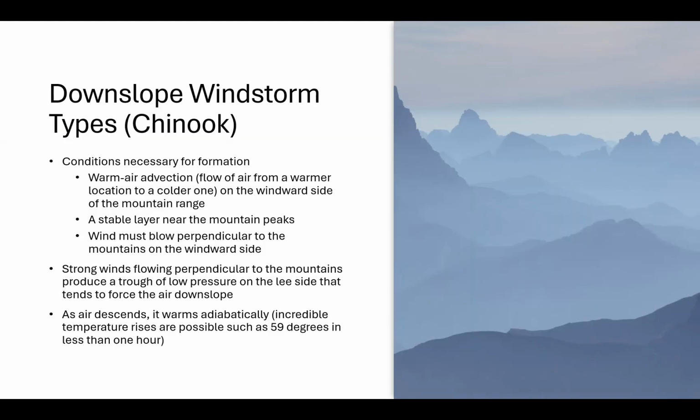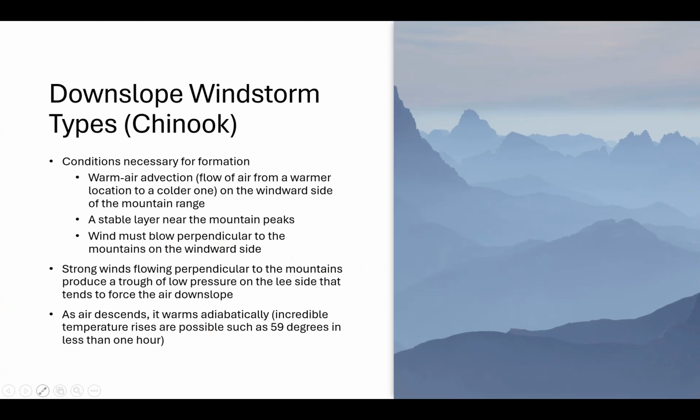Continuing our discussion on the Chinook winds, the conditions necessary for formation. I hit that on the previous slide with the diagram, but we'll cover it another time here just for review. We have warm air advection, so flow of air from a warmer source or location to a colder one on the windward side of the mountain range. So you get warmer air coming in. That wind is perpendicular to the windward side of the mountains. You have a stable layer near the mountain peak, and the wind must blow perpendicular to the mountains on the windward side.